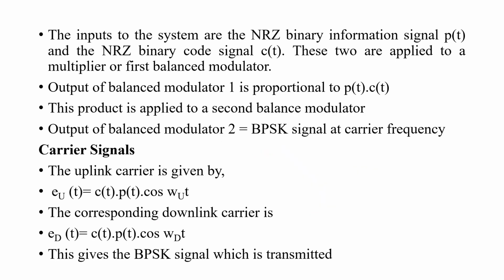The input signals are an NRZ binary information signal, and the carrier is also in NRZ binary coded format. First, these two are modulated in the balanced modulator, and the output is applied to the second balanced modulator, and the BPSK signal is generated. The carrier signal for the uplink is C(t) times P(t) times cos(omega_u t), where u indicates the uplink. For the downlink it is C(t) times P(t) times cos(omega_d t), where omega_d is the downlink frequency. This gives the BPSK signal to be transmitted.